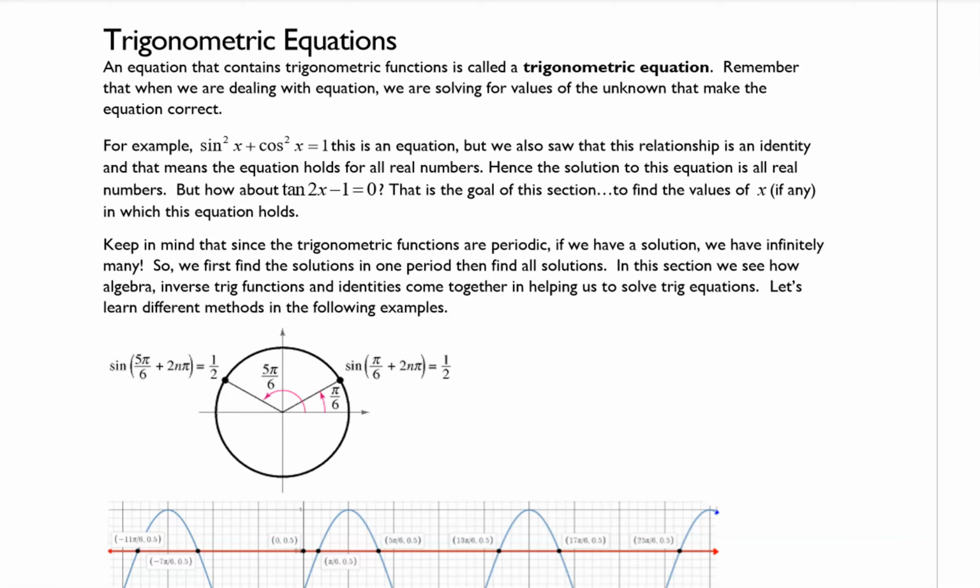Keep in mind, since the trigonometric functions are periodic, if we have a solution, we have infinitely many solutions. So we first find the solutions in one period, then find the rest of the solutions. In this section, we see how algebra, inverse trig functions, and identities come together in helping us to solve trig equations. Let's learn different methods in the following examples.